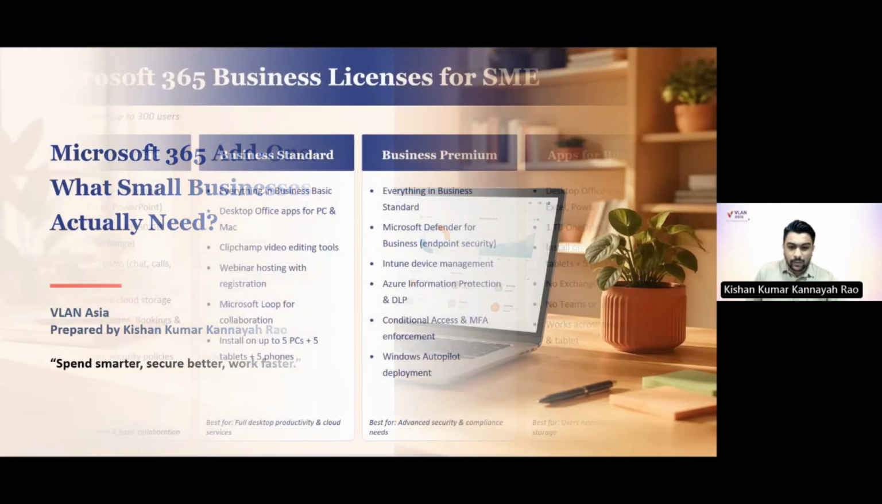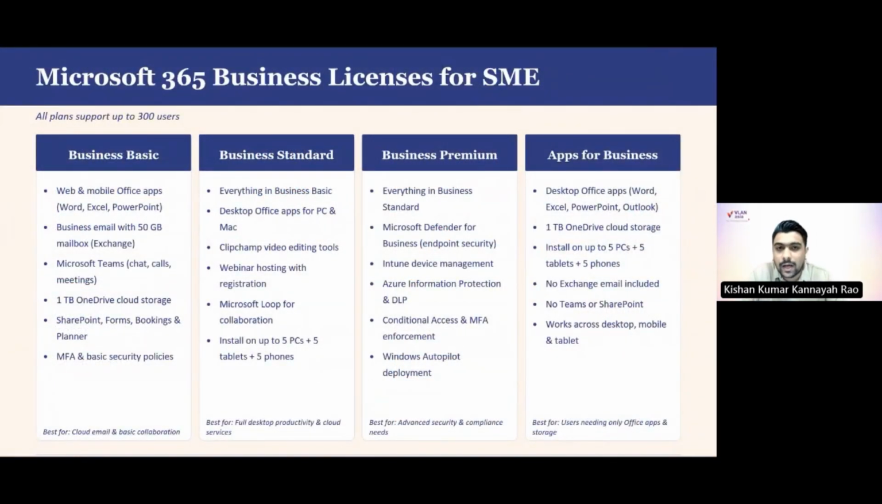Before we go into the add-ons part, let's look at the business licenses that small and medium businesses usually purchase. Today we will not be talking about any enterprise licenses. It's mainly focused on small and medium businesses. Under Microsoft business licenses, we have 4 different tiers. The least that you can get, the minimum, which you can get for $3, is Business Basic.